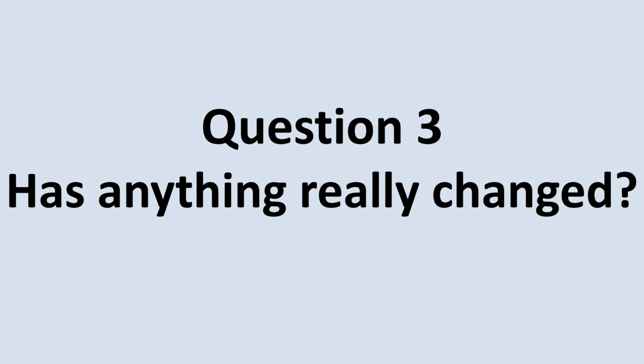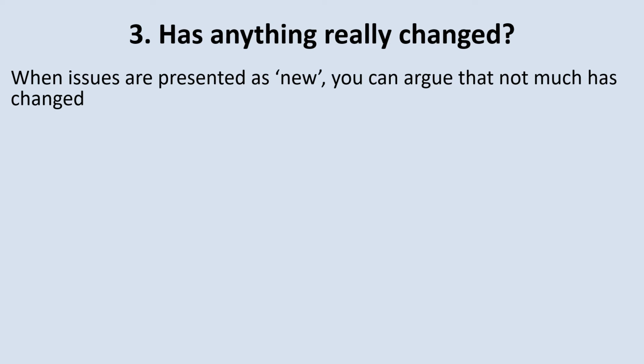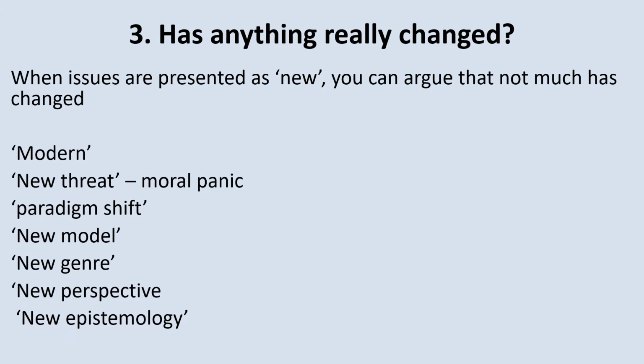Number 3, the text states that something has changed. But has anything really changed? Has there been any real change? When issues are presented as new, you can argue that not much has changed. You will find in the literature that matters may be presented as modern. This is a new threat, a lot of moral panic. There's been a paradigm shift. This is a new model, a new genre, a new perspective, a new epistemology.